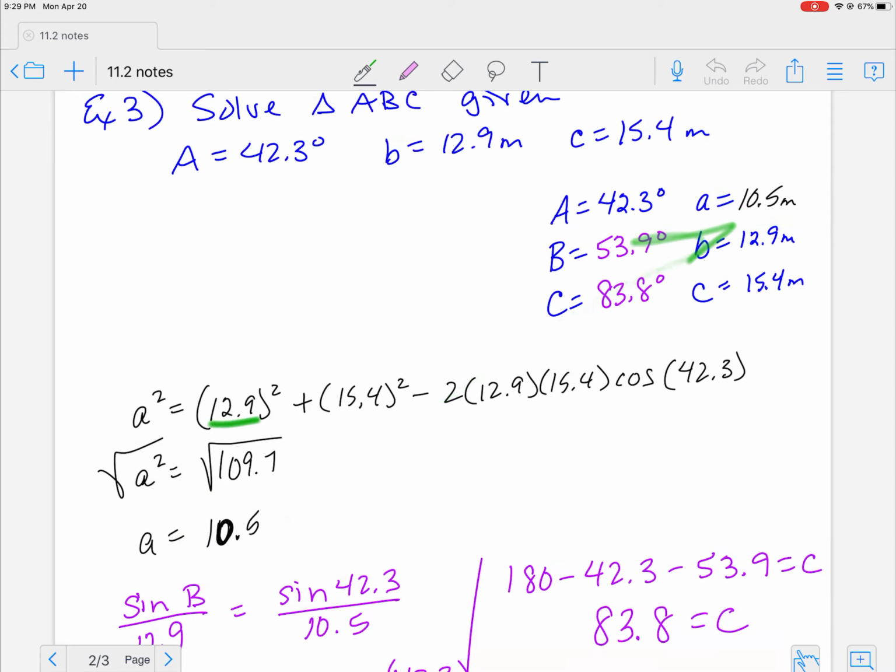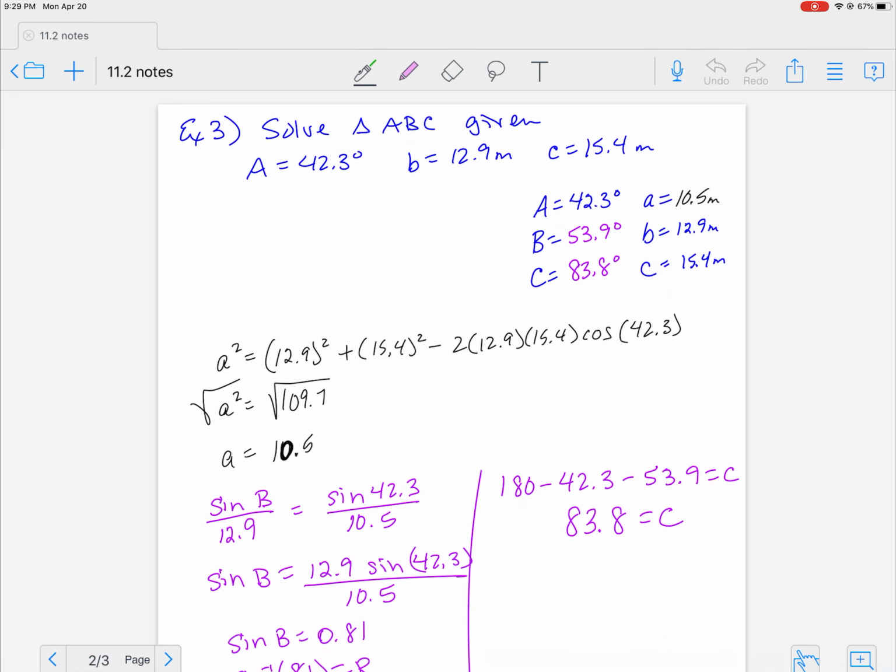Once you get your side A, because you literally go through and plug in B squared plus C squared minus 2BC cosine A, then make sure you're still in degree mode this whole time. Then you have A. You just got a matchup. As soon as you have a matchup, check it out, people. Now you can do your law of sines.